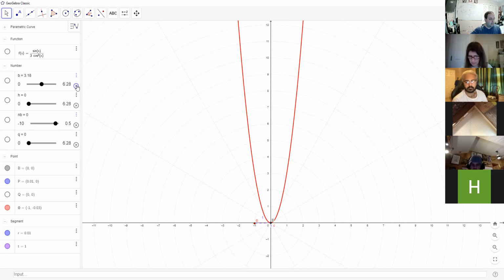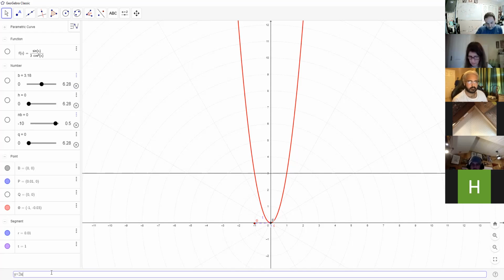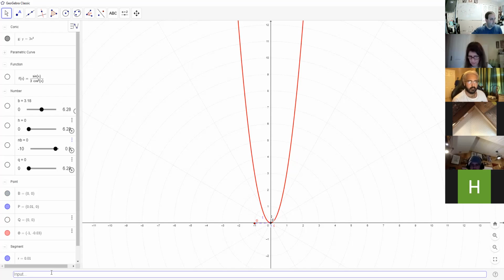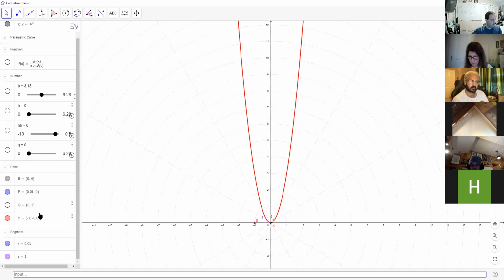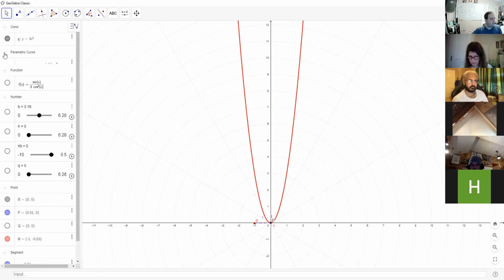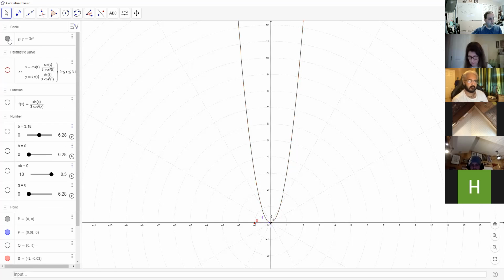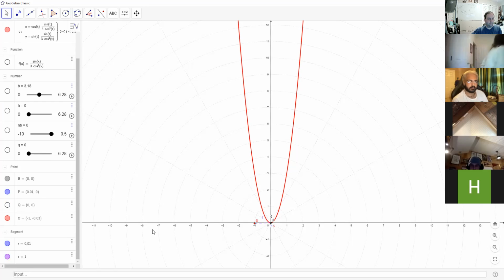But this is like if I were to type in to just graph y equals 3x squared, right? Let's see. Let me get it to shut off here. See, there's that. It's the same graph. Y equals 3x squared. Okay.